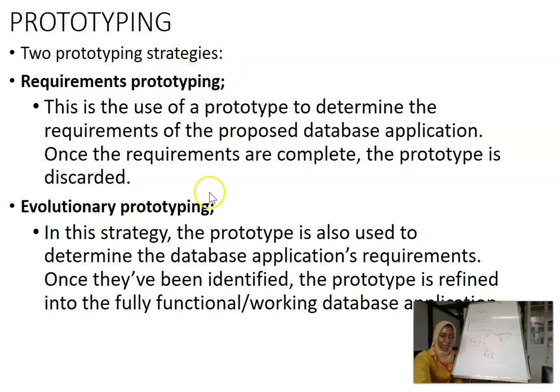And then we have an evolutionary prototype, which forms part of the system. We use it to determine the database application requirements. But once we have these requirements, we keep it. It is what we use to build on the system. In other words, we do not discard it.